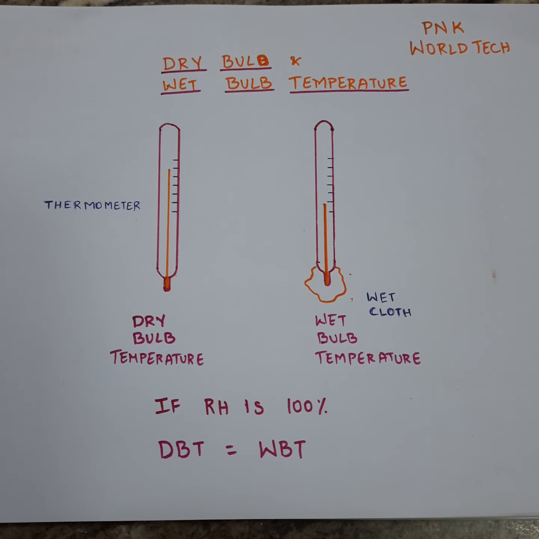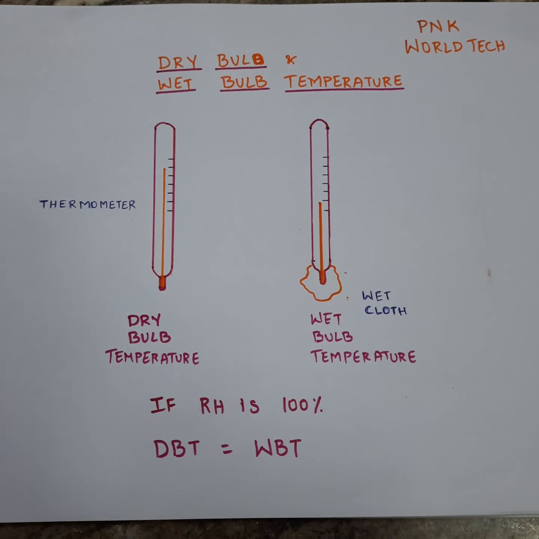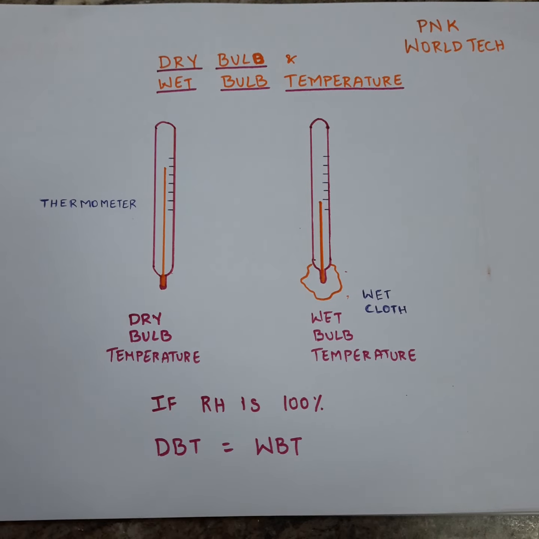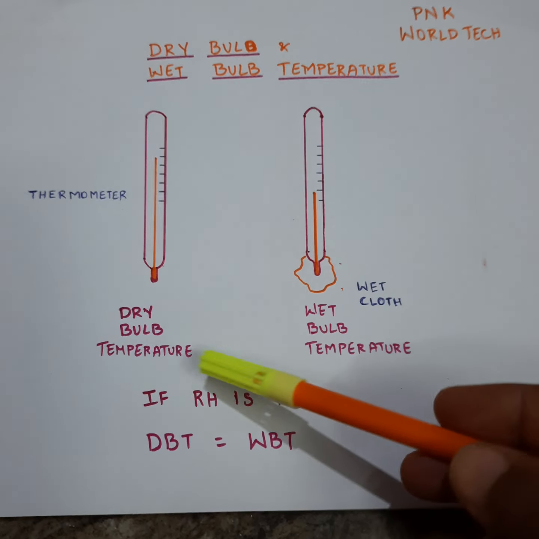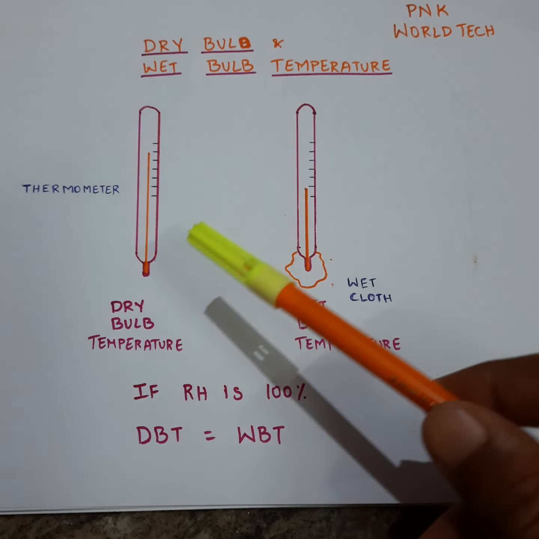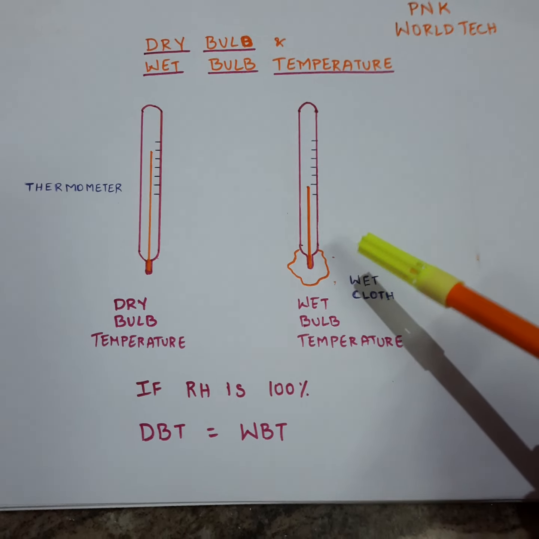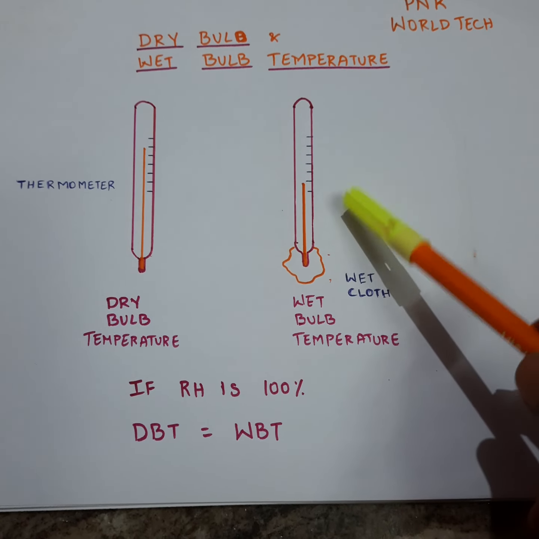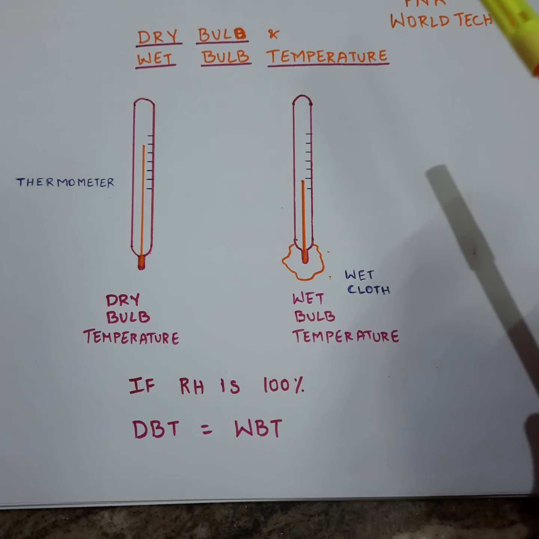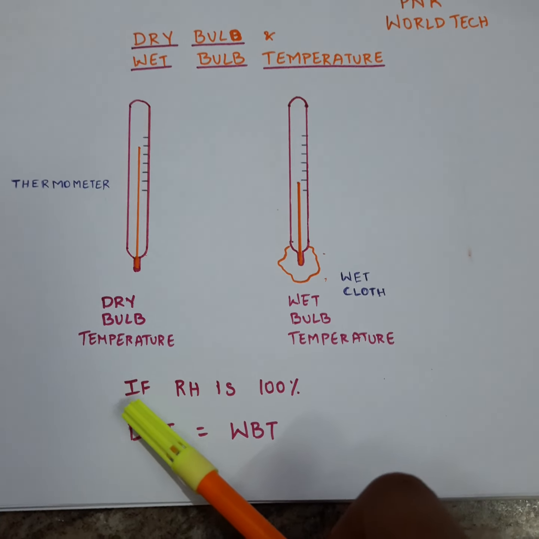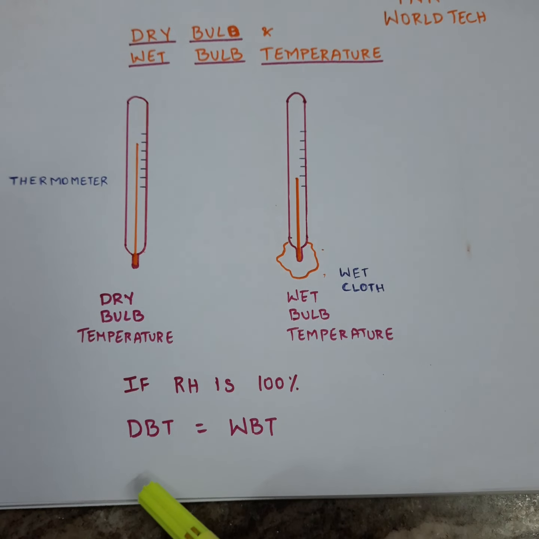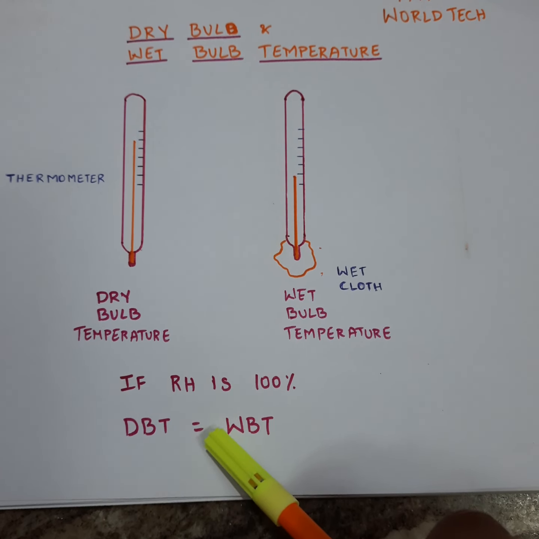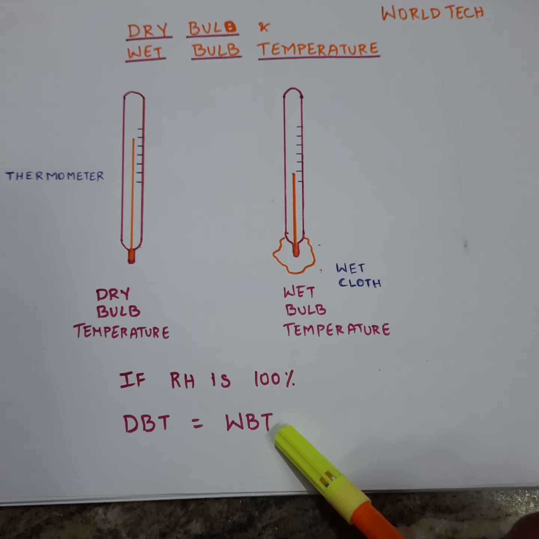This exercise will help us to estimate the relative humidity of air. If the relative humidity is high, the difference between dry bulb temperature and wet bulb temperature will decrease. So, if the relative humidity is 100%, we can say that dry bulb temperature is equal to wet bulb temperature.